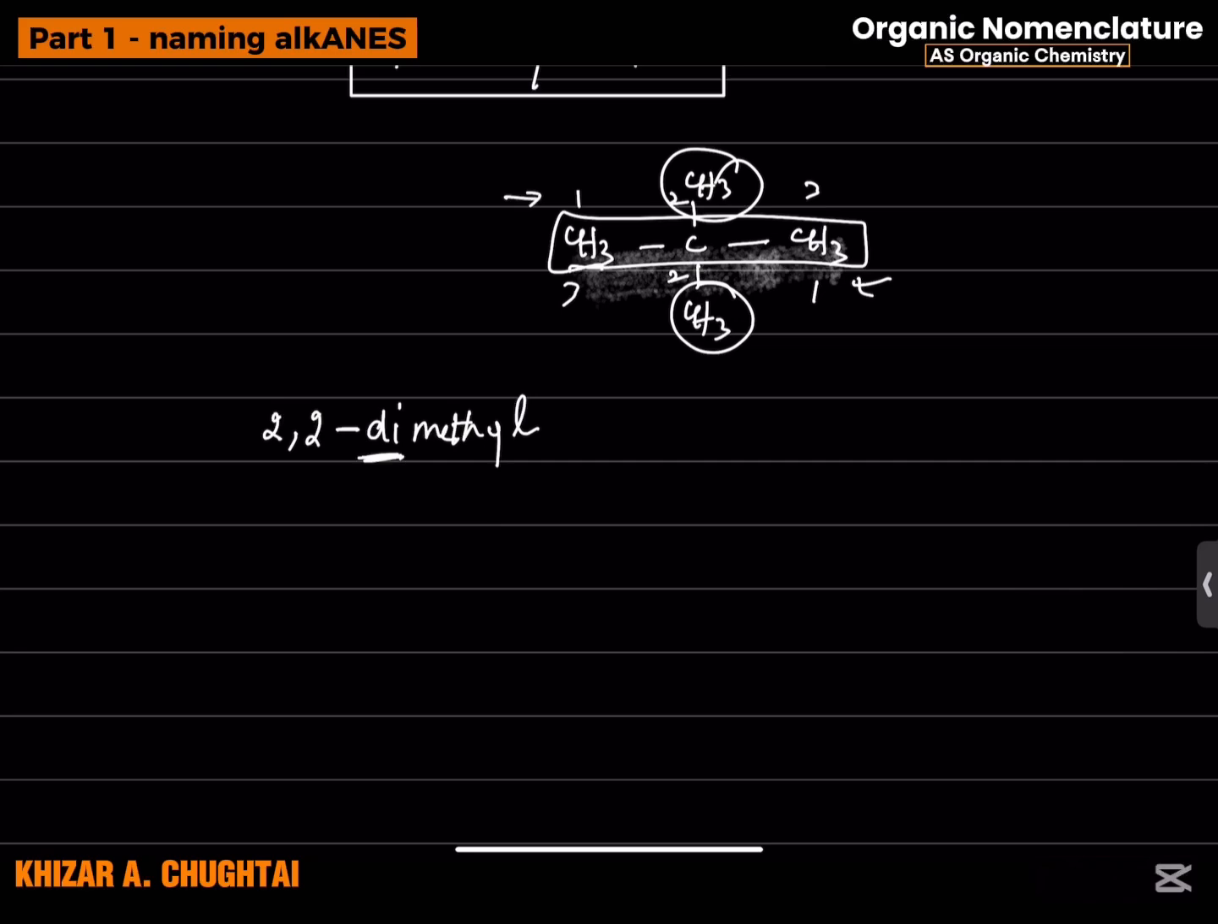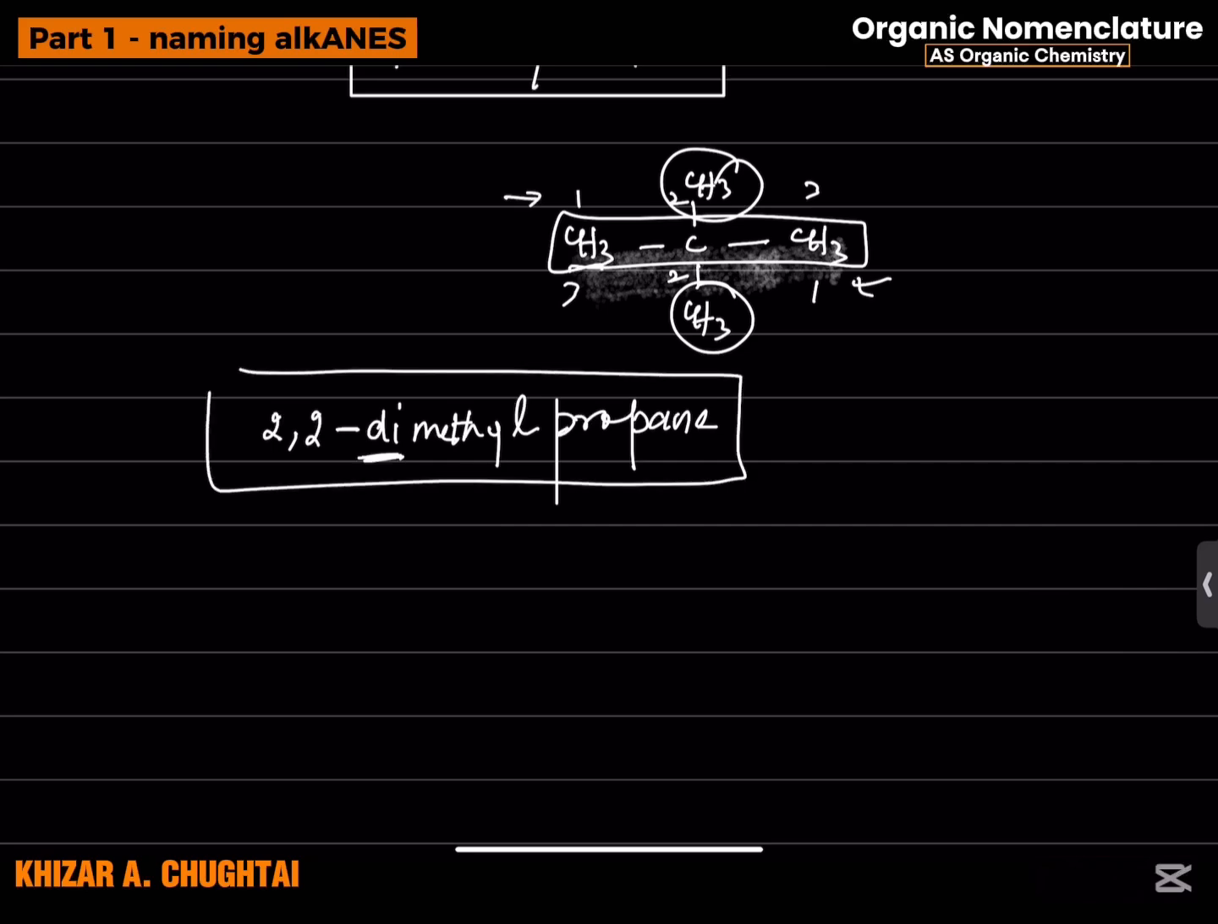Then how many carbons are there in the longest chain? 3. Prop. Is there any carbon-carbon double bond? No, then write ane. And this is the name of this compound.